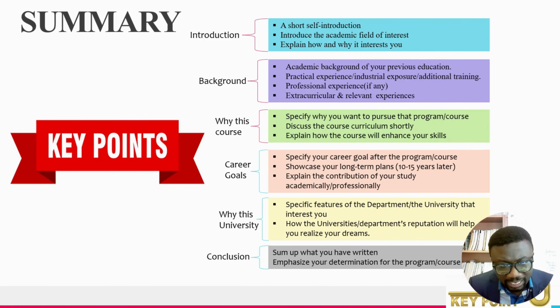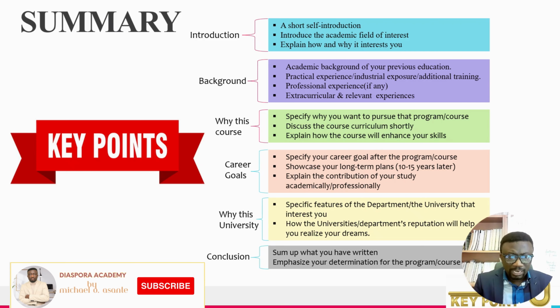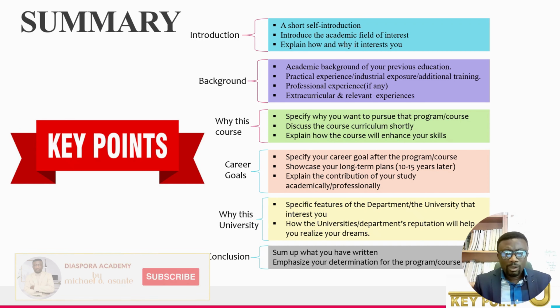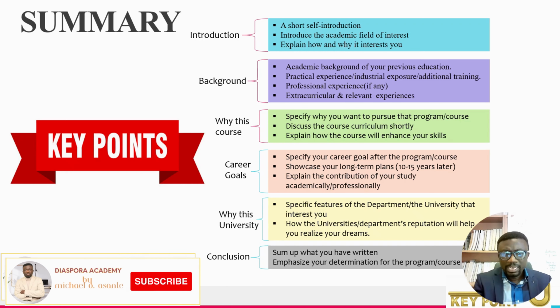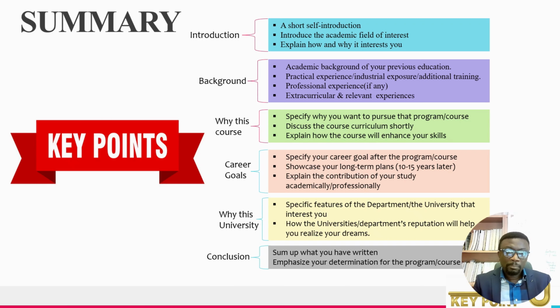In summary, when you are writing a statement of purpose, you have your introduction, you have your background, you have why this course, career goals, why this university, and also a conclusion. So here I've made some key points that you need to take note of when you are applying for university and when you are putting together your statement of purpose. Take note of these things that I've written. Introduction: a short self-introduction, introduce your academic field of interest, and explain how and why it interests you.